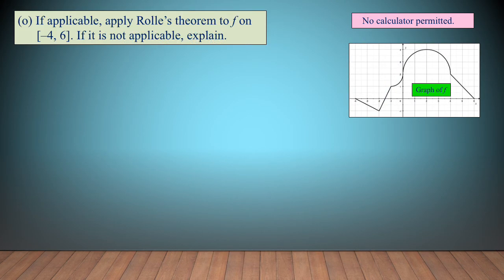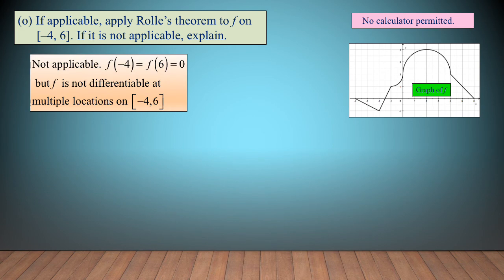Question O asks, if applicable, apply Rolle's theorem to f on the closed interval negative 4 to 6. If it is not applicable, explain. Rolle's theorem states that if f of A is equal to f of B, then there must be some location C between A and B such that f prime of C is equal to 0. And in this problem, yes, f of negative 4 is equal to f of 6, which is equal to 0.